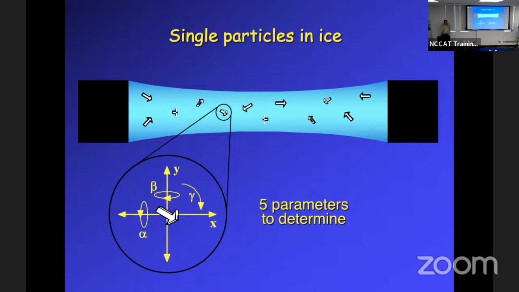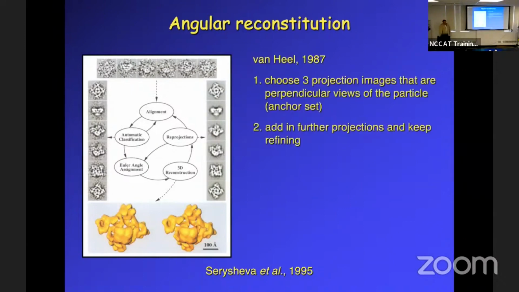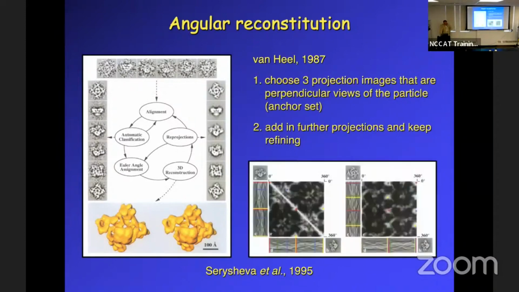And that was very difficult. That was not an easy feat. In the beginning, the first way to do this was by angular reconstitution. The principle was you found 3 projections that were perpendicular to each other, and that was your anchor set. Then you used these so-called sinograms to build additional projections into this framework formed by this anchor set. But the problem is immediately clear.